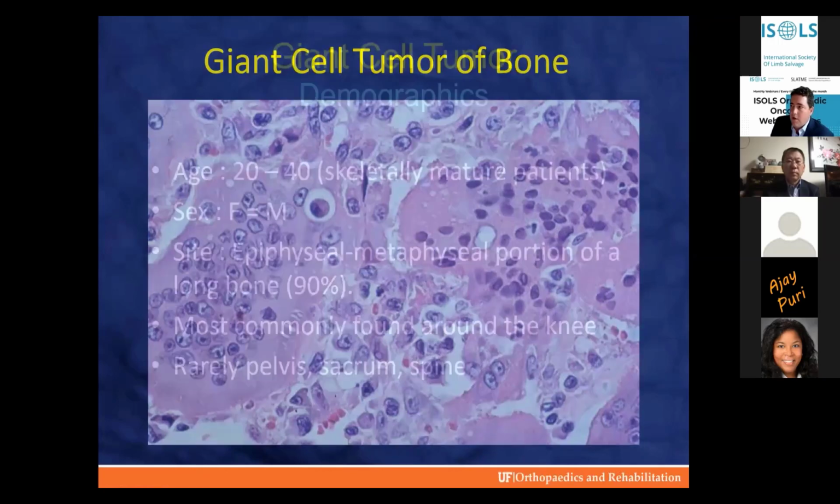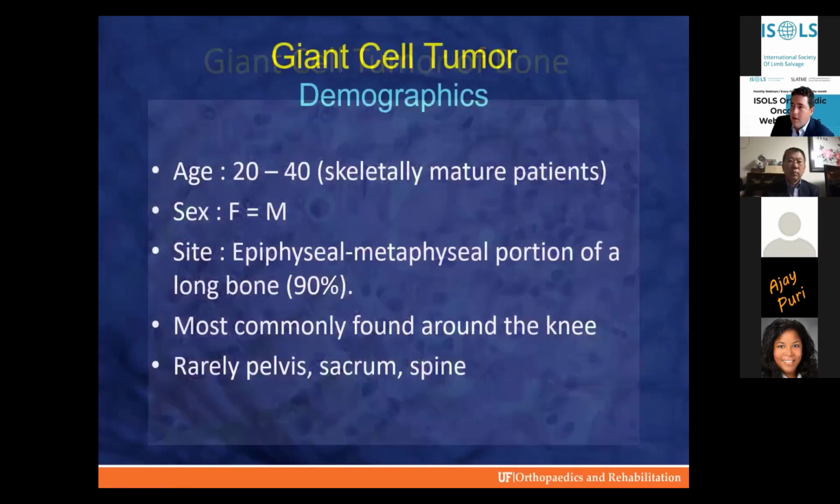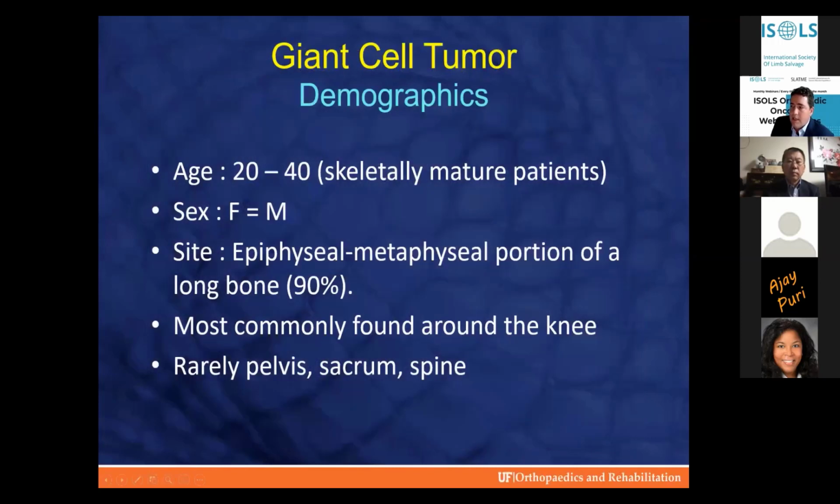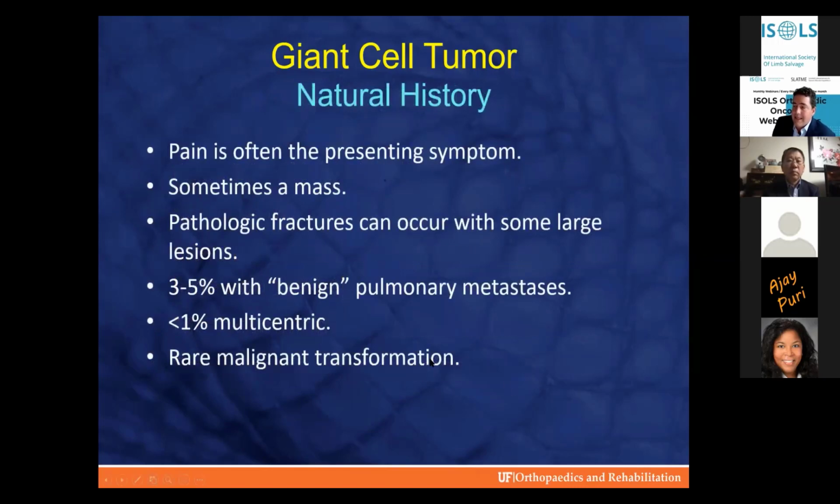So as we most know, it usually occurs in the 2nd to 4th decade of life. Equivalent in men and women, a little more seen in women, but otherwise it's metaphyseal and epiphyseal. And it's most commonly found about the knee, usually over 60% of the time, either distal femur or proximal tibia. And obviously pelvis, sacrum, and spine has its own issues, as Dr. Puri had discussed. So pain is often presenting, sometimes with a mass, and if ignored long enough, these patients present with pathologic fractures. It's an interesting tumor, right?